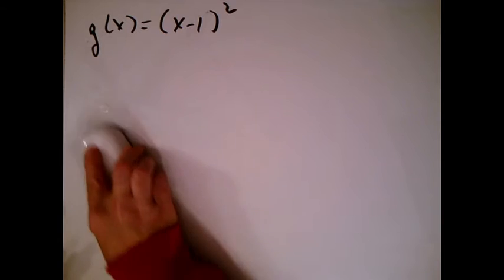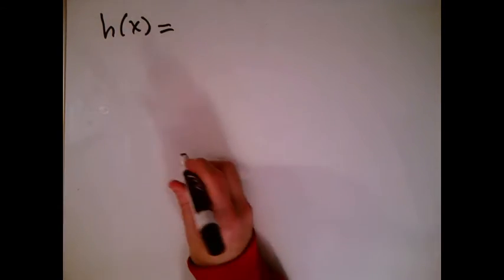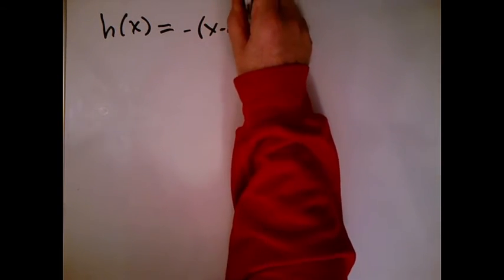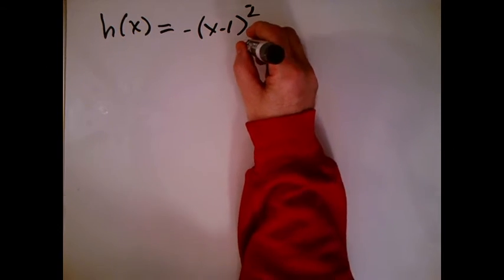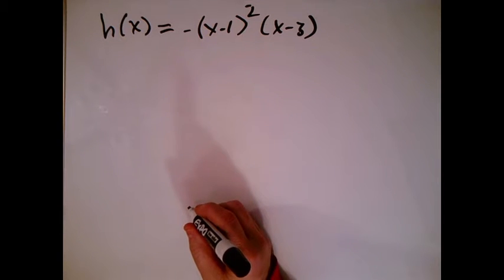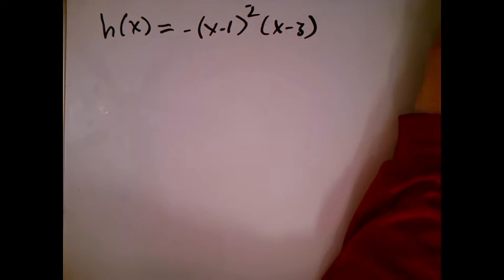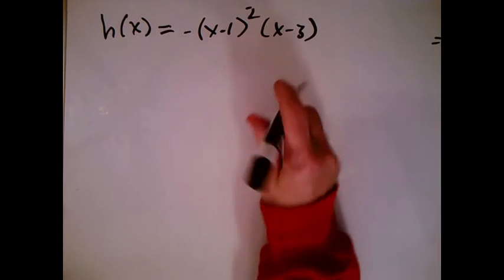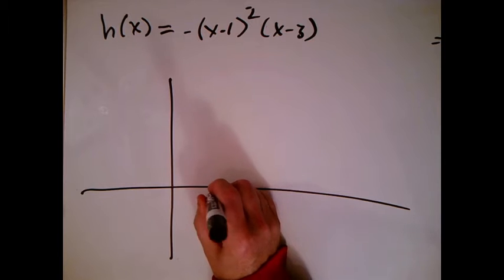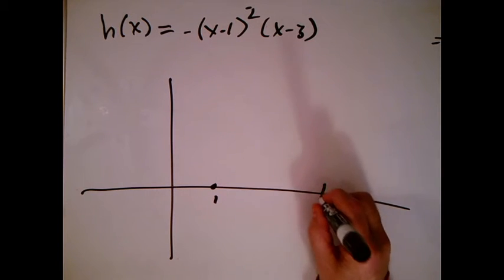The next one has just a piece of that in it. So I'm going to write down h of x equals negative x minus 1 squared times x minus 3. Now that's completely factored. It's not a parabola, so I have to do something with it. If I set this equal to 0, like we're used to doing, I'll see that x is 1 and x is 3. So I know it goes through 1. I know it goes through 3, like this.